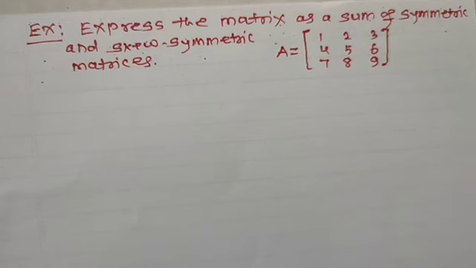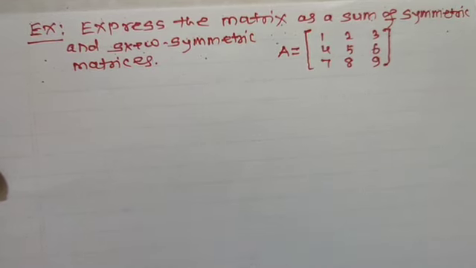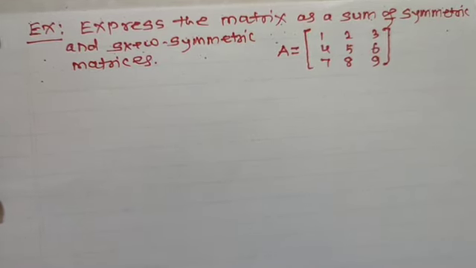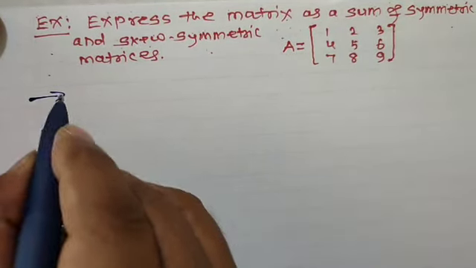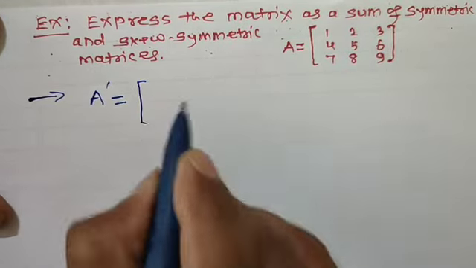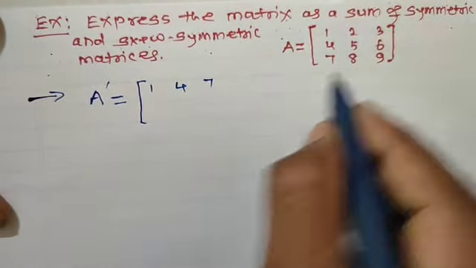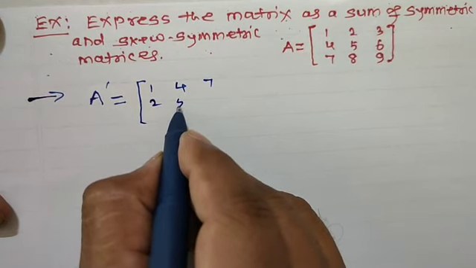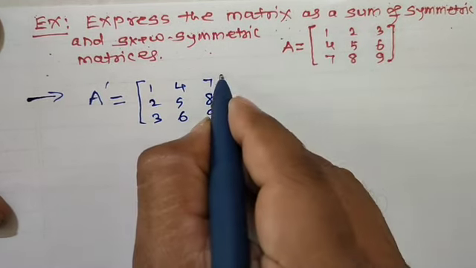Express the matrix A as a sum of symmetric and skew symmetric matrices. Matrix A is a square matrix, and this square matrix we have to express as a sum of symmetric and skew symmetric matrices. A is given. Let us find A dash. A dash is equal to transpose of matrix A. First column becomes first row, that is 1, 4, 7. Second column becomes second row, that is 2, 5, 8. Third column becomes third row, 3, 6, 9.